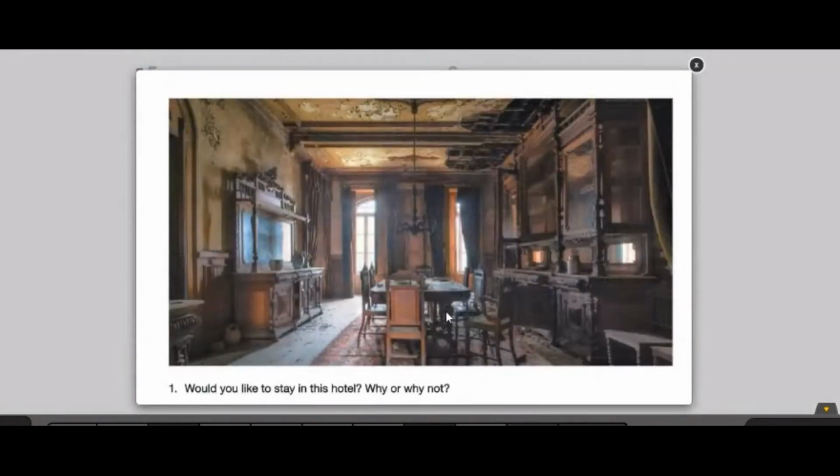Would you like to stay in this hotel? No, I wouldn't, because it's very old. Yes, it's very old, right? It's very old, it's dirty, it has a lot of problems. So, what does the activity consist of? Pay attention, please, and take notes, because I cannot repeat and I will erase this text.